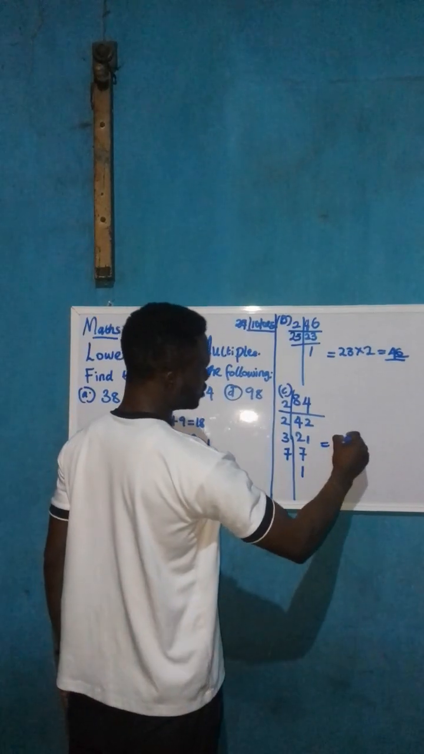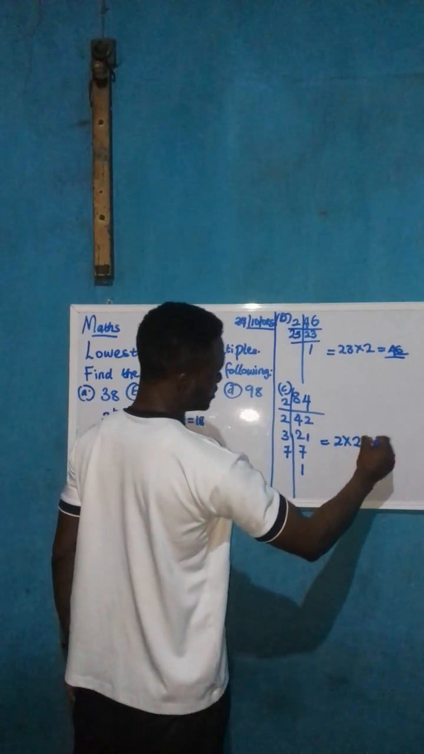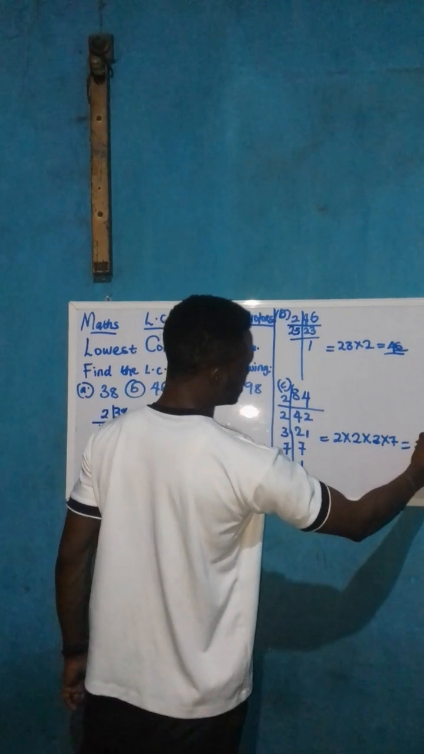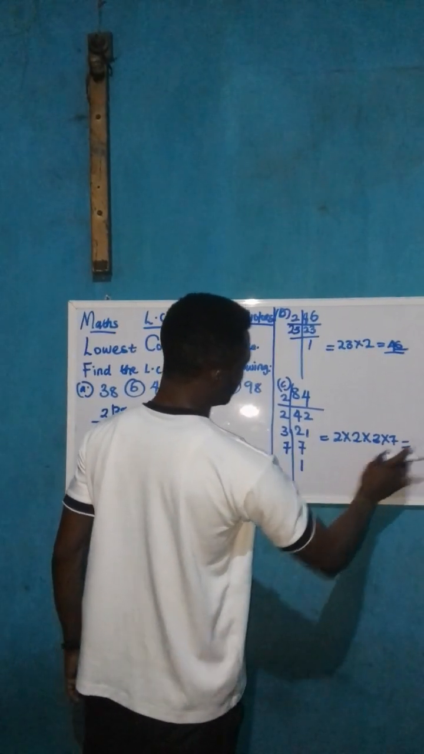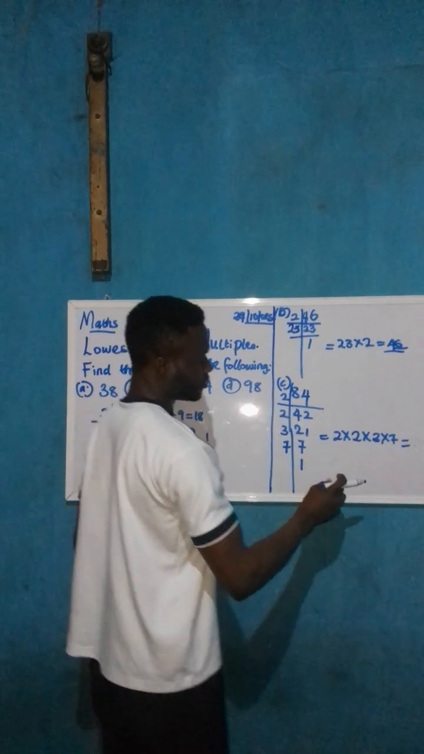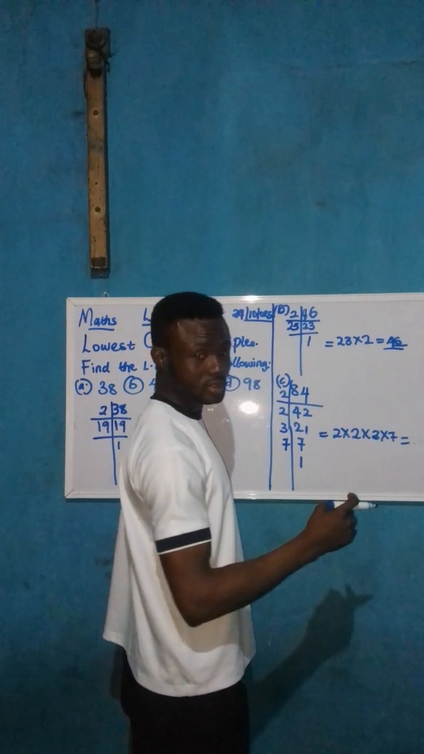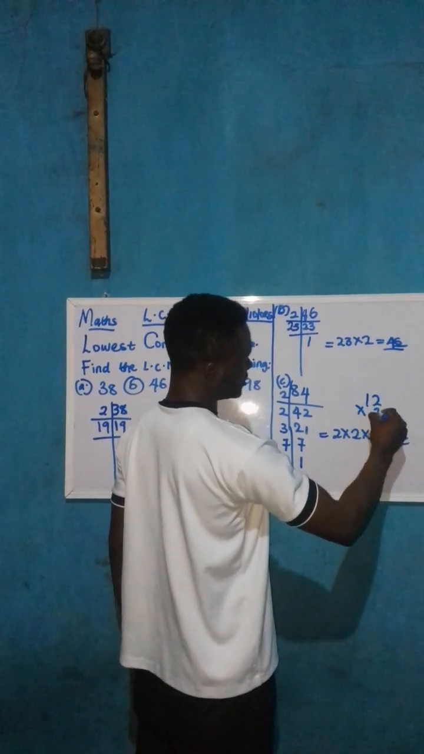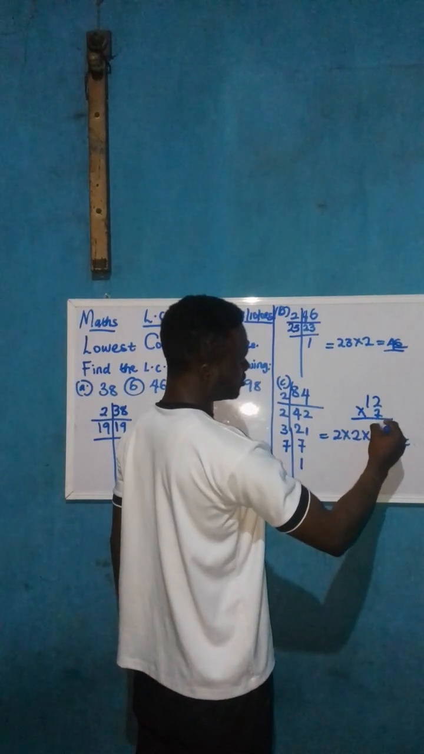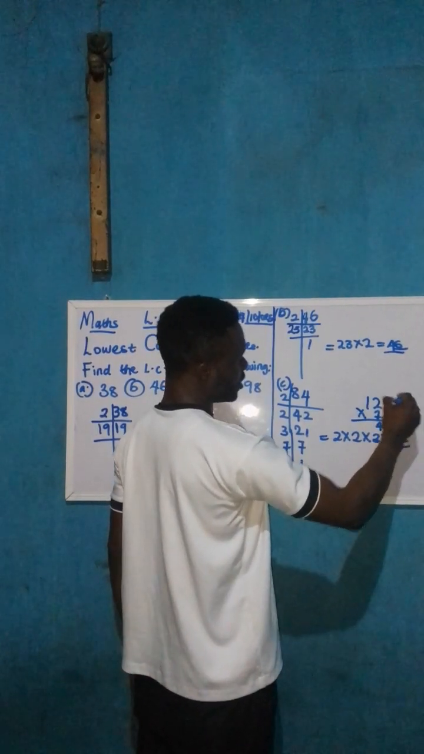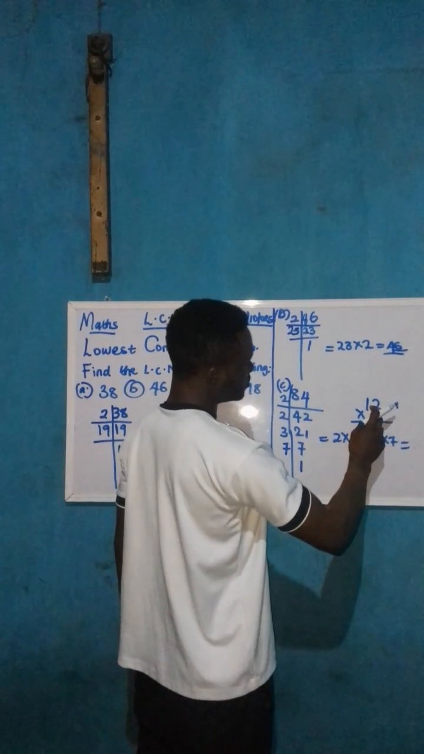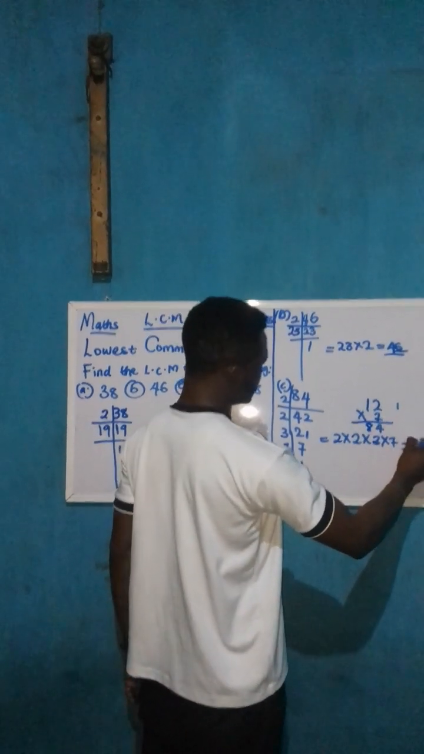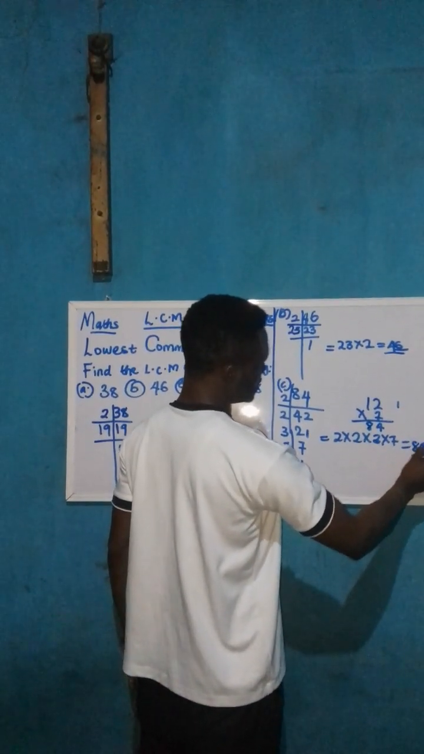So this is equals to 2 times 2 times 3 times 7, which is equals to what? 2 times 2 is what? 4. 4 times 3 is what? 12. 12 times 7. 7 times 2 gives us 14, right? 4, carry 1, right? 7 times 1 will give us 7 plus 1, 8, so 84. So the answer here is equals to 84. Okay?